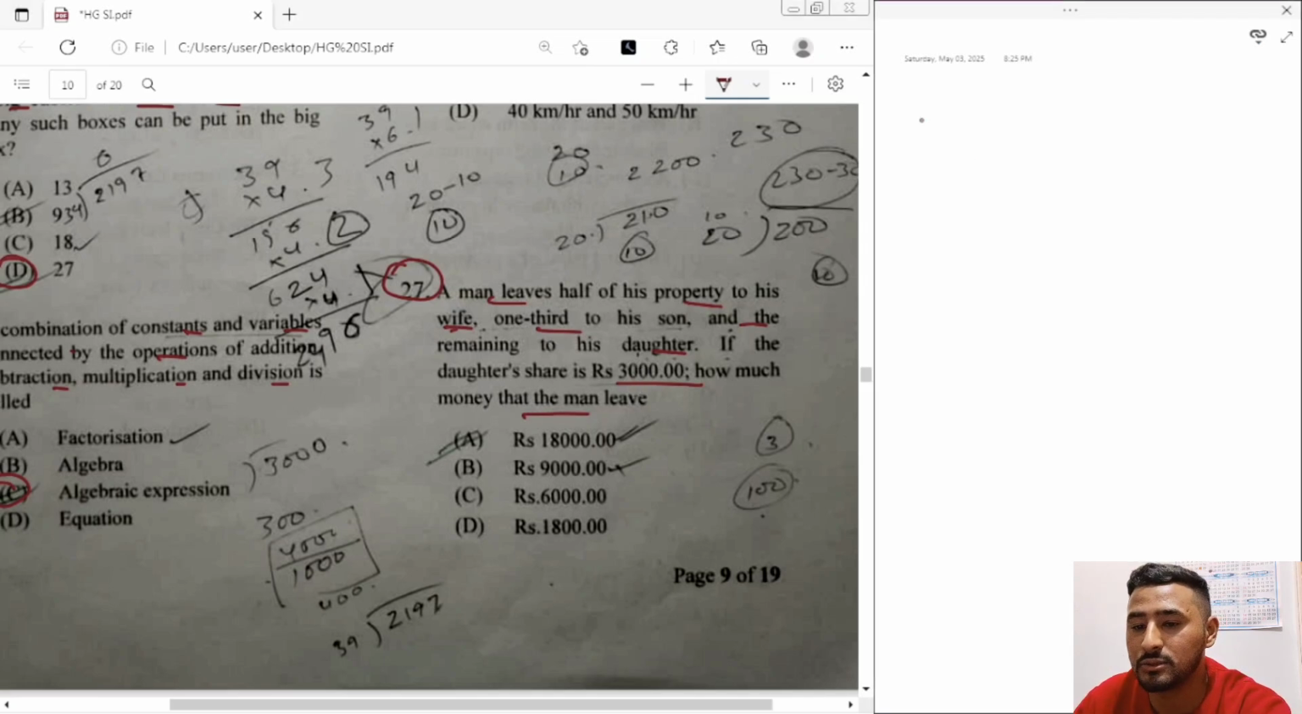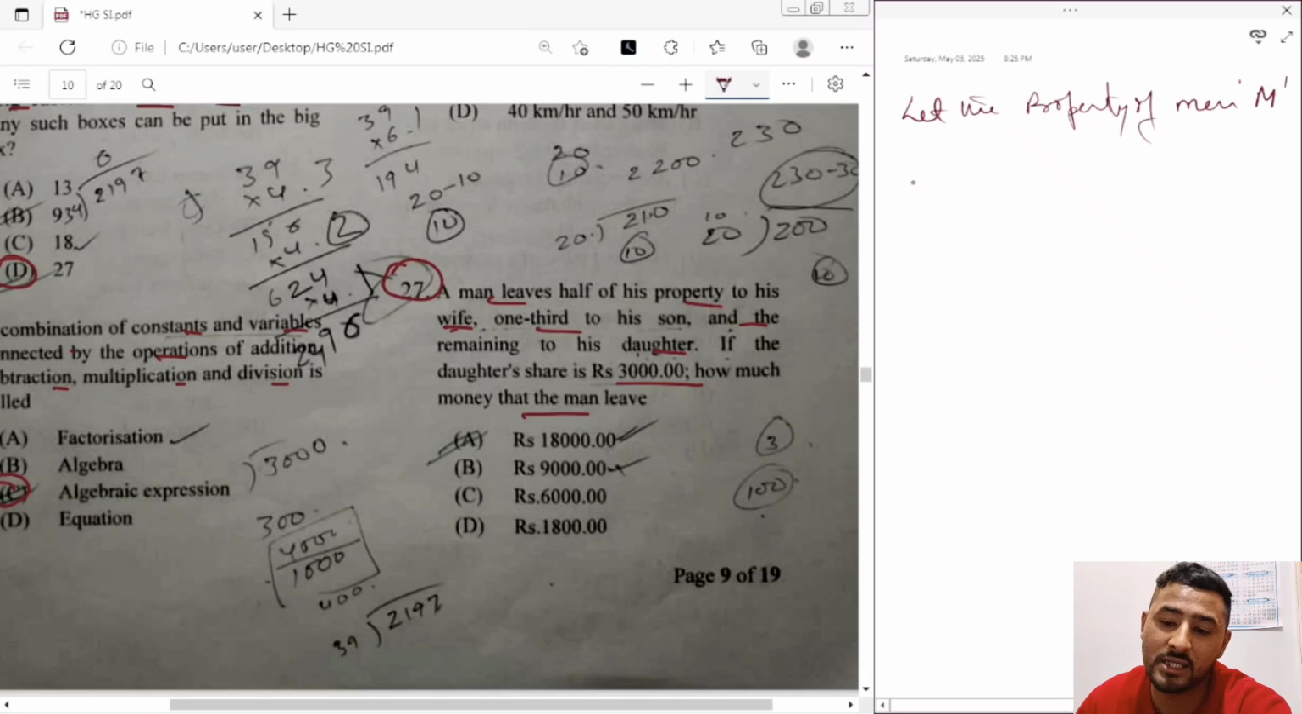So let us do it like this. The man leaves half of his property. Let the property of the man be m. No need to write all this in the exam, okay? Just for explaining, I'm doing this. Clear? Let us make an equation. First, he has m. This is the full property of the man, m.